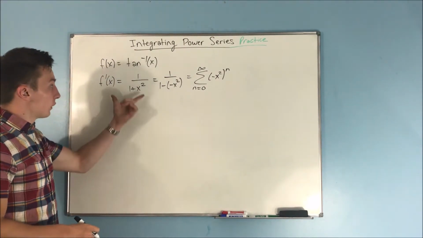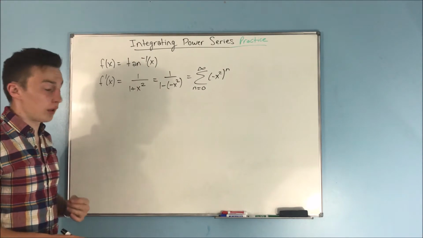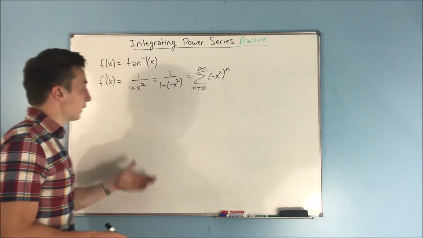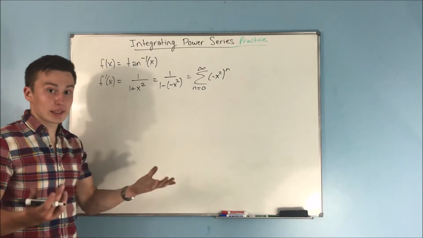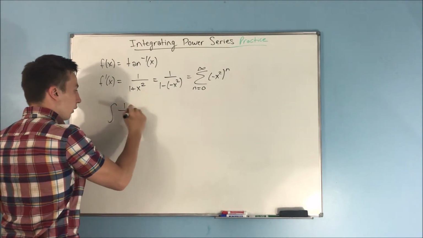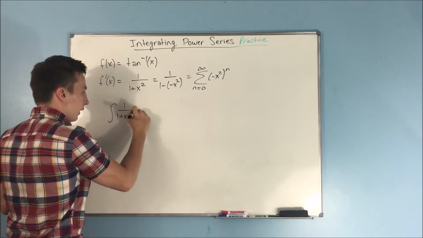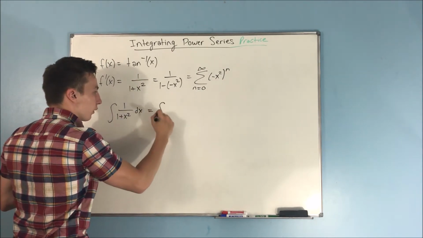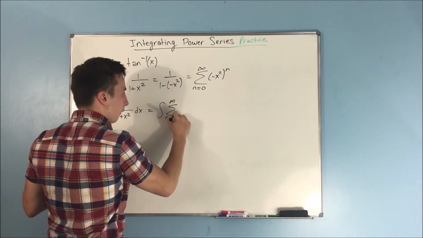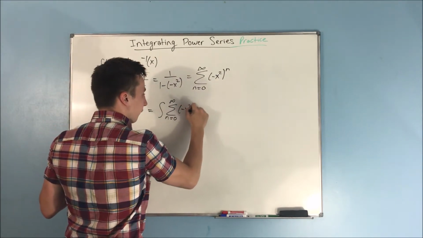Now what we can do here is integrate this 1 over 1 plus x squared and integrate this power series, and of course if we integrate this, that's tangent inverse of x. So we can say the integral of 1 over 1 plus x squared dx is equal to the integral of the sum from n equals 0 to infinity of negative x squared to the n.